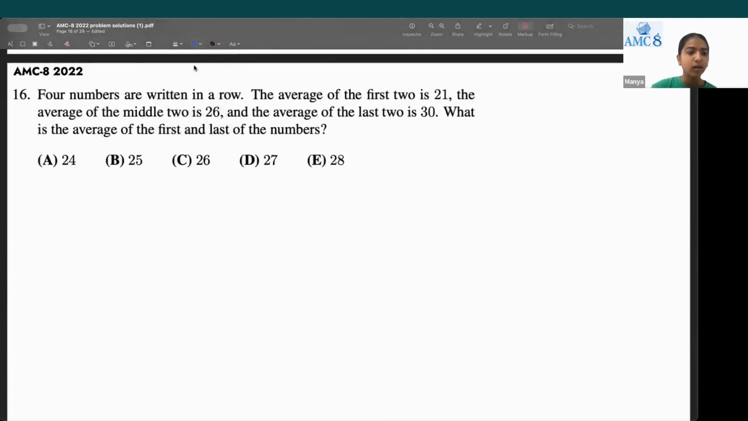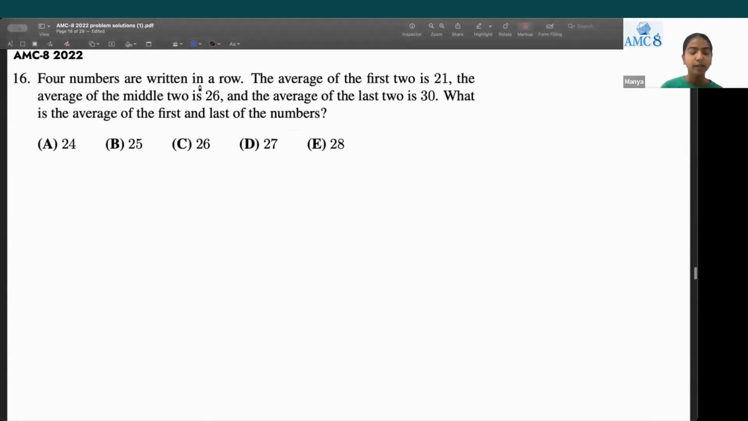Problem number 16. 4 numbers are written in a row. The average of the first two is 21, the average of the middle two is 26, and the average of the last two is 30. What is the average of the first and last of the numbers?